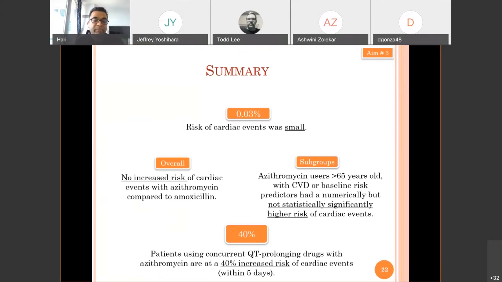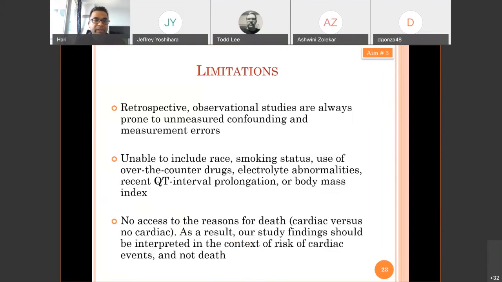The only difference we found here was that patients who are taking concurrent QT prolonging medication, again, within the 5 days, there is an increased risk with azithromycin compared to amoxicillin in those who are prescribed QT prolonging medication. So this was our overall takeaway from this study.